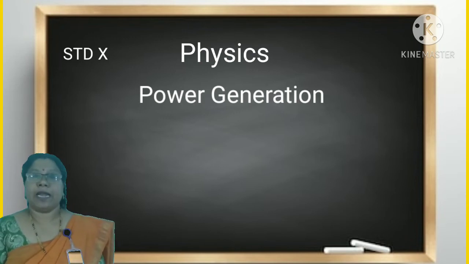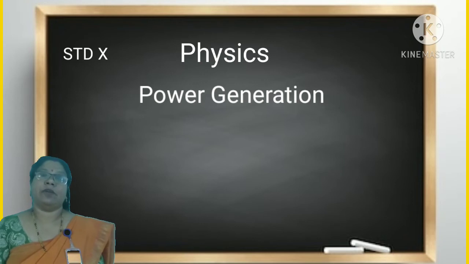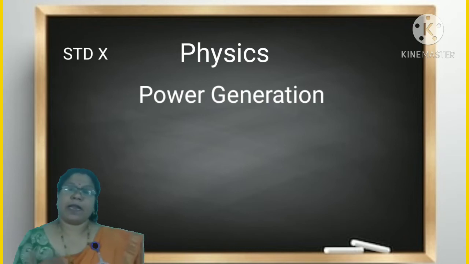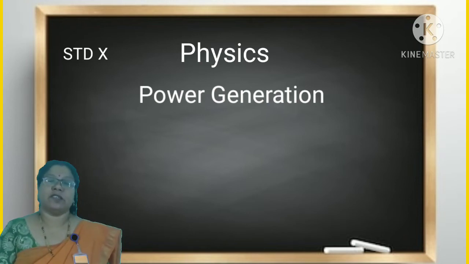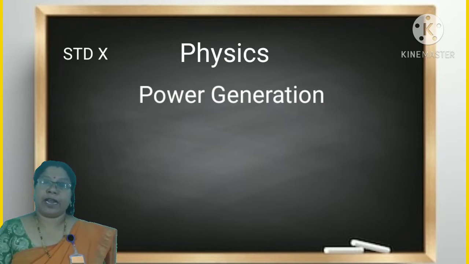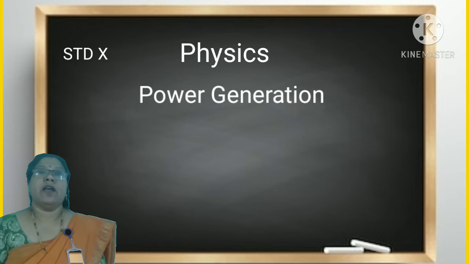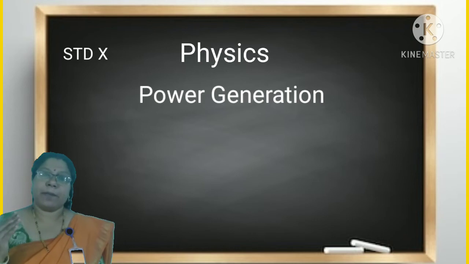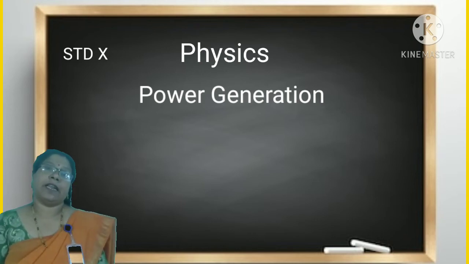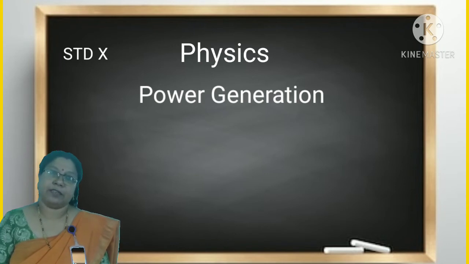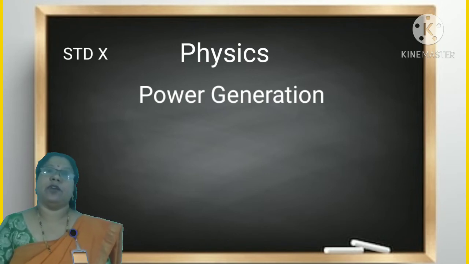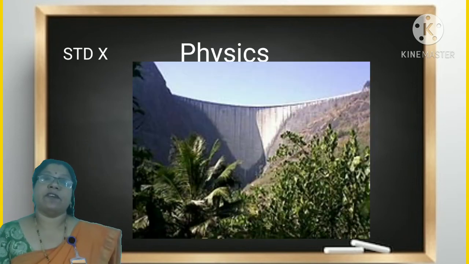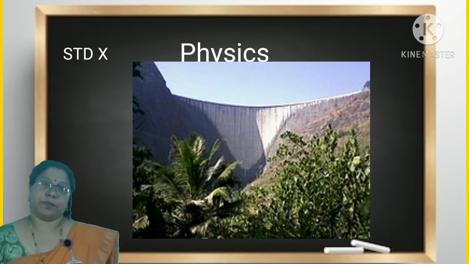So how do we get the mechanical energy? We get the mechanical energy either from the water stored in dams, or by heating certain fuels, or by nuclear fission or nuclear reactions, or solar energy or tidal energy. There are different ways by which we get mechanical energy to generate electricity. So by the different methods of generating mechanical energy for the production of electrical energy, power stations can be classified into different types. The three major types of power stations are, the first one is the hydroelectric power station.